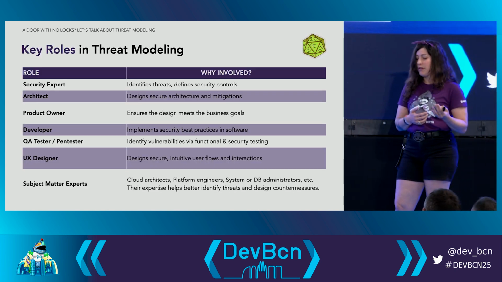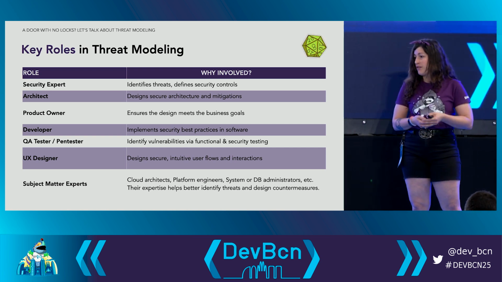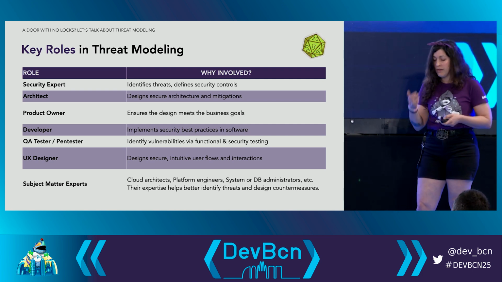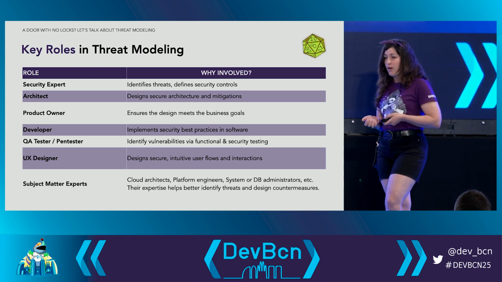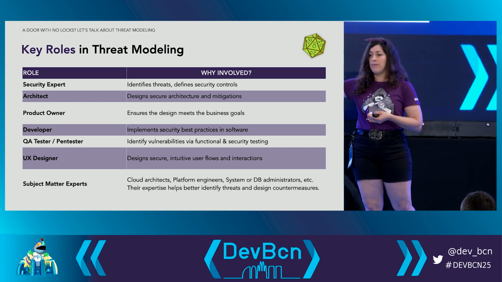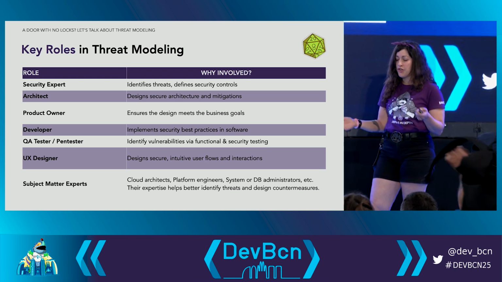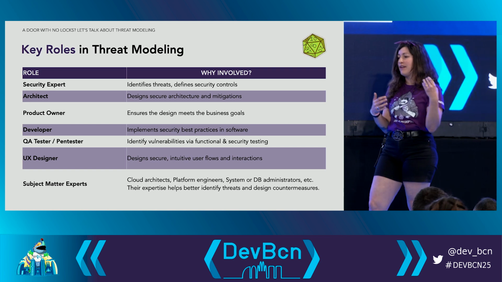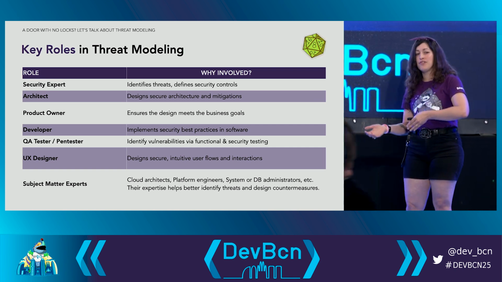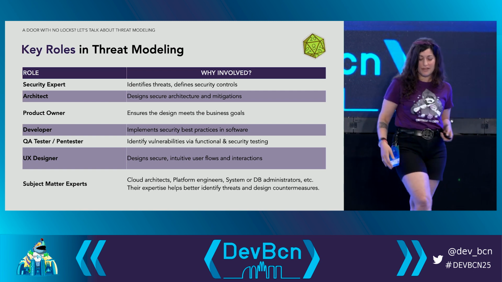But some people that you may find: a security expert of some sort. It can be an architect, but it can be a security champion. You can also have a security engineer, whatever you call it in your company. An architect, if you have one of those, solutions architect, software architect, cloud architects, we have many flavors nowadays. The product owner, because they ensure that the final design is still going to meet the business goals. Because if you do some changes, you still have to go back to them to see, does this design do what you asked for in the first place?